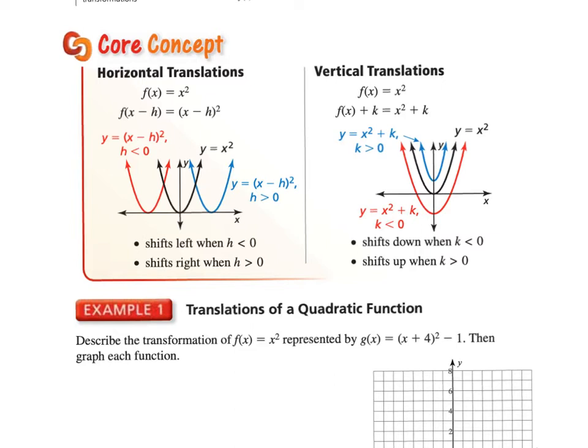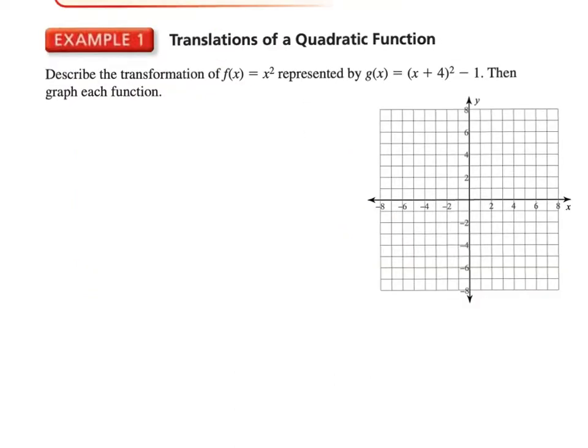So let's look at example 1. We need to describe the transformation of f of x equals x squared, represented by g of x equals x plus 4 squared minus 1. Then graph each function. That includes the parent function and g of x, the translated function. So before we even start, they want us to guess at what this is, okay? So we look at the numbers that are other than x squared. So we have plus 4 on the inside of the function and minus 1 outside the function.